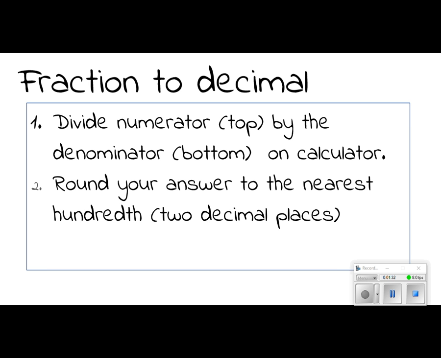Fraction to decimal. Divide the numerator, the top number, by the denominator, the bottom, on your calculator. Round all answers to 2 decimal points. So 1/4, I'm going to divide 1 by 4, 1 divided by 4, and I get 0.25.